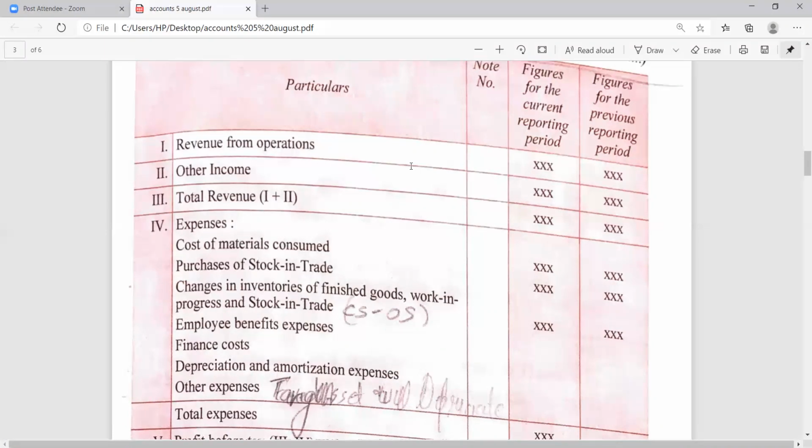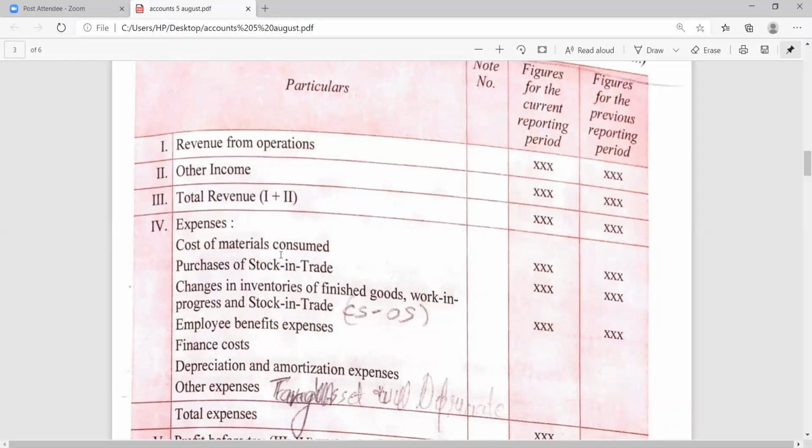First of all, the revenue from operations. Revenue from operations means the sales or the turnover of the business. Then if any other income is there, it is to be added. By adding the first and second items, we get the total revenue. Then all the expenses are to be deducted.